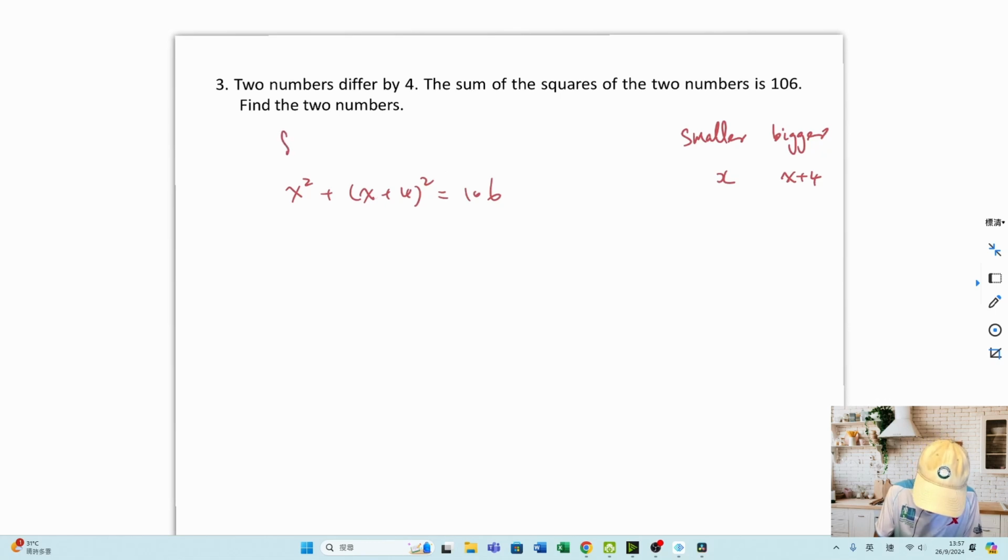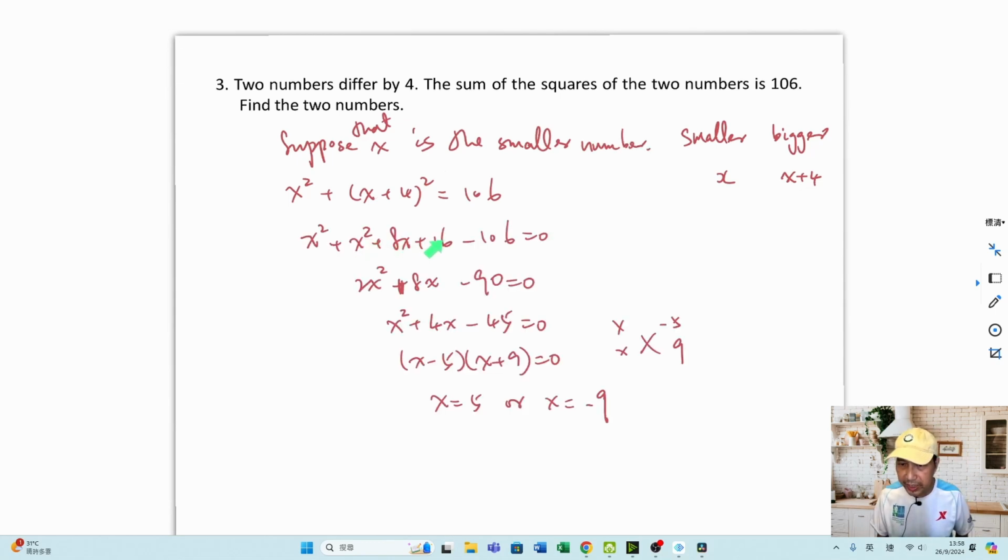Okay, then we write the definition of x. Suppose that x is the smaller number. We expand the brackets and simplify it, and we can divide all the coefficients by 2. So we can use the calculator method to find the answer, 5 and negative 9. Two roots for this equation. They are positive 5 and negative 9. Negative 9 should be okay because the question doesn't prohibit negative answers.